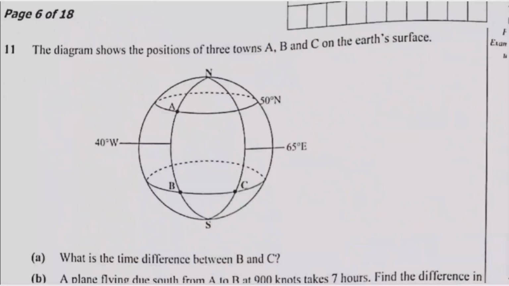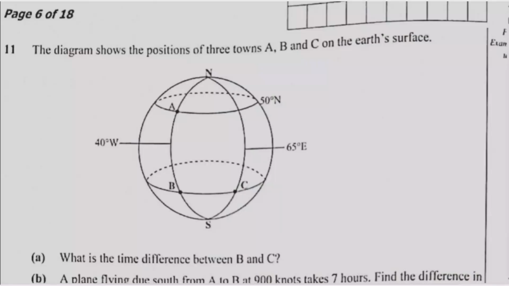We come to question 11, which is as follows. The diagram shows the positions of 3 towns A, B, and C on the Earth's surface. You can take time and study the diagram, and once you have studied it, we can go ahead and answer the questions. Question 11A is as follows: what is the time difference between B and C?